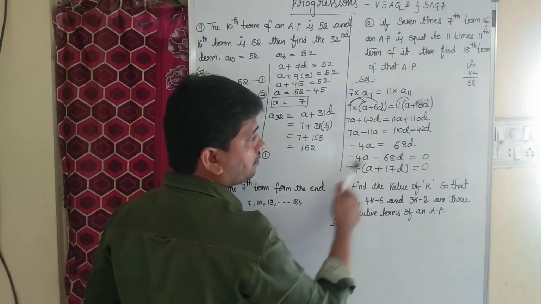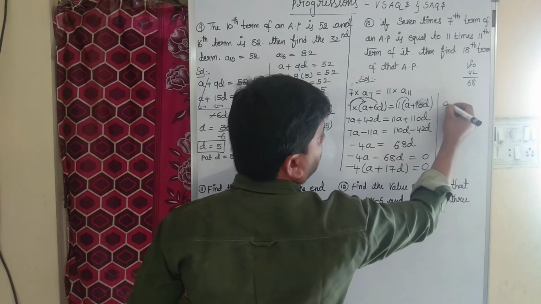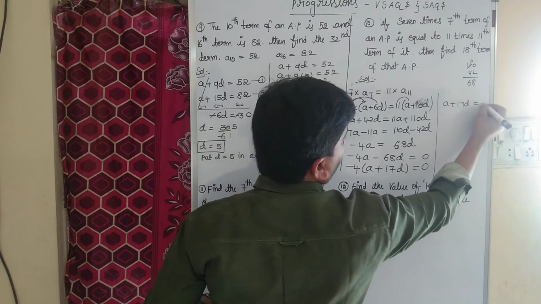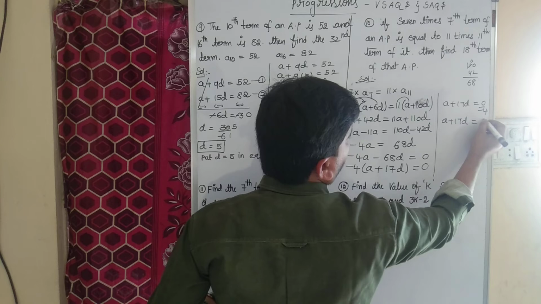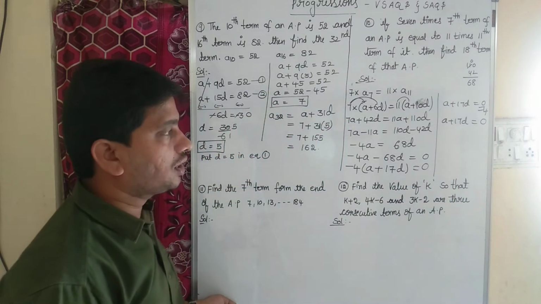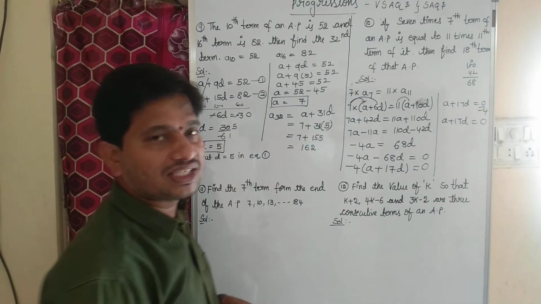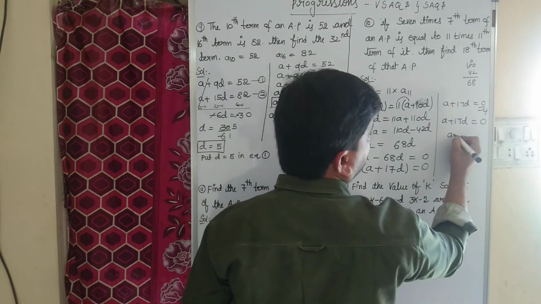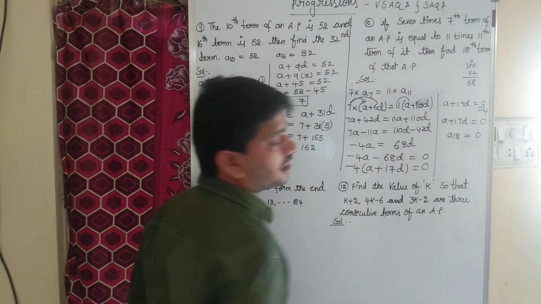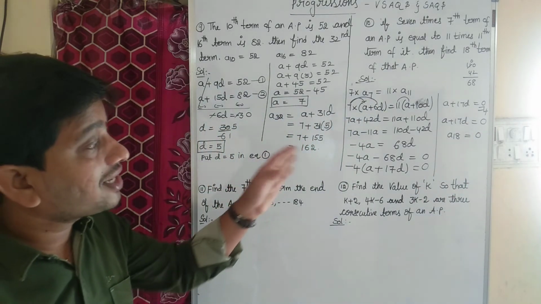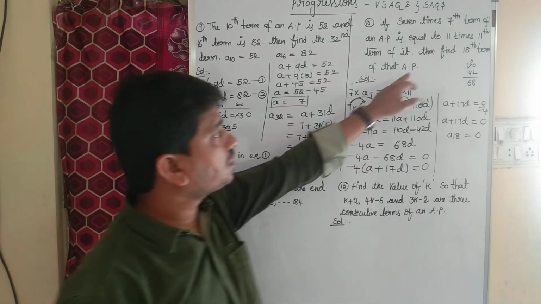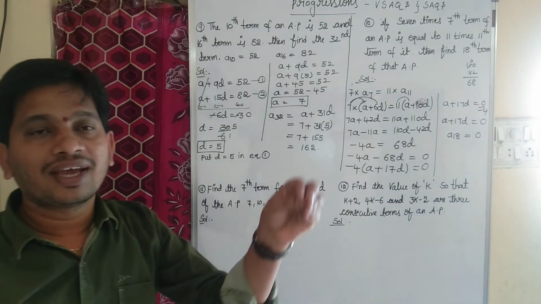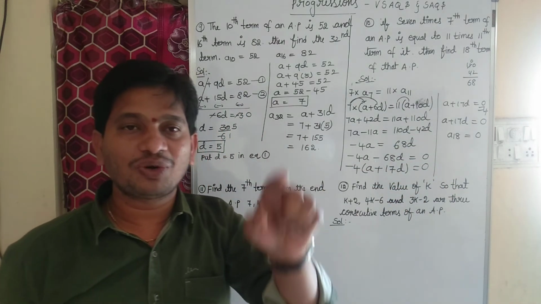As minus 4 is multiplying, you transpose that side. So A plus 17D equals 0 by minus 4. A plus 17D equals 0 by something, 0 only. So children, what is A plus 17D? A plus 17D is nothing but which term? The 18th term, or not? Indirectly, we got the 18th term, which is equal to 0. They are asking to find the 18th term of that AP. The 18th term of that AP is 0.